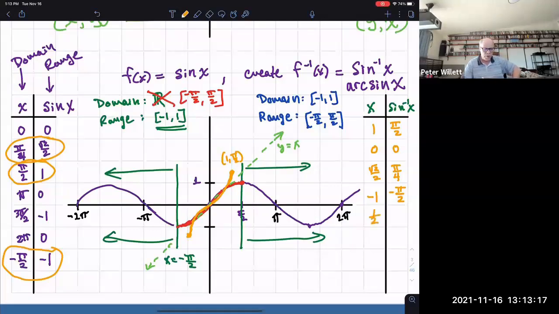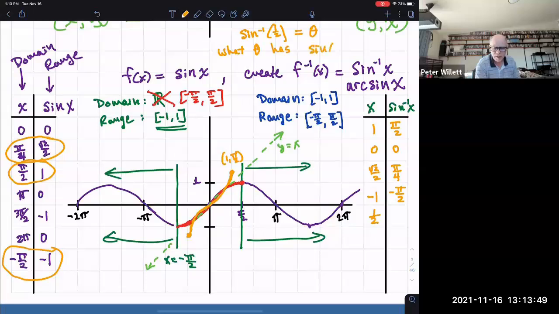1/2 is a value that we can get from the sine function. So what this means is if I'm trying to evaluate sine inverse of 1/2, we are basically asking ourselves, what theta value would that be? What angle would you need to get 1/2 in the sine function? Meaning, what theta has sine of theta equal 1/2?